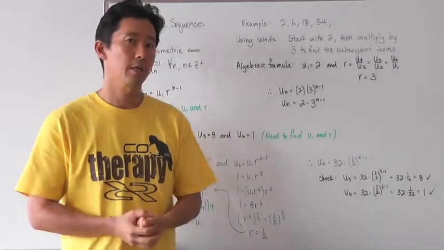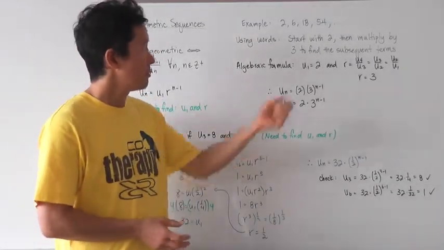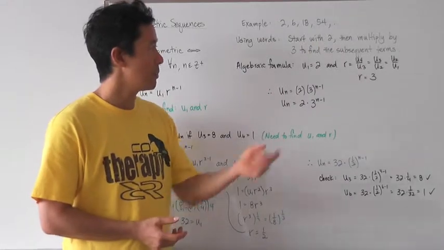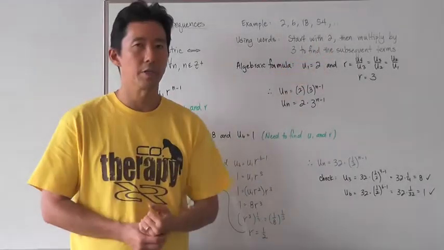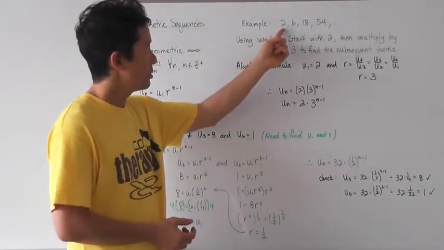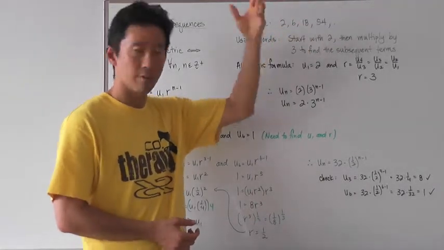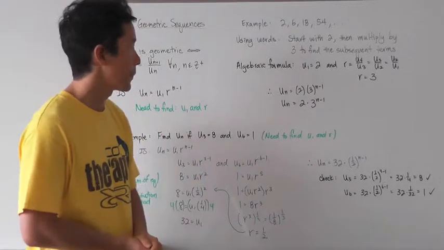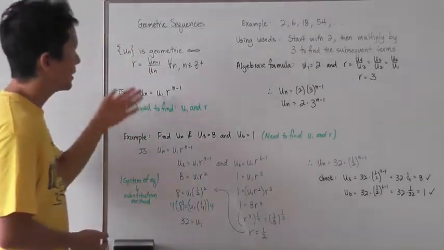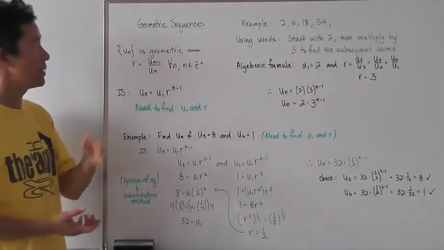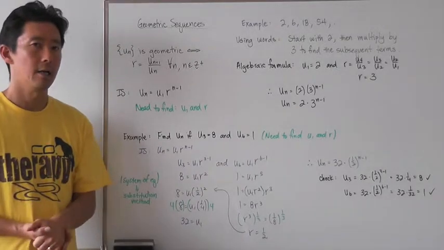Now if we take a look at the pattern in words, we would start off with 2 and then multiply by 3 to find the subsequent terms. So if I go 2 times 3, that's 6, 6 times 3 is 18, 18 times 3 is 54, etc. So what I have now is basically a definition of a geometric sequence.